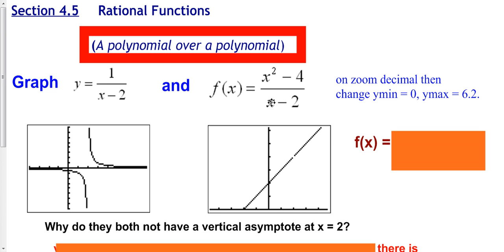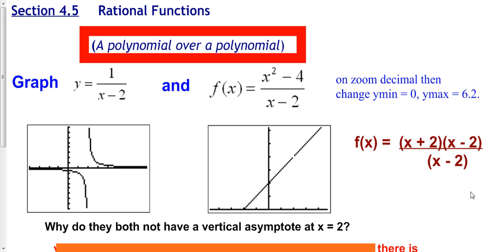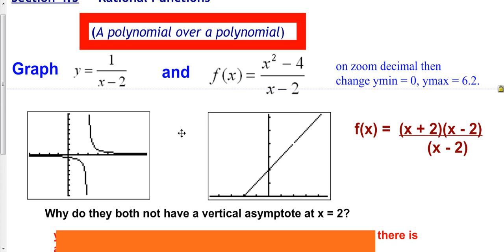When we look at the second problem right here, we have differences of squares on the top. Differences of squares will factor into this here. You'll notice we have a common factor on the top and the bottom for this particular problem. When you have that common factor top and bottom, you end up having a hole in your graph. When you do not have a common factor top and bottom like the first one, you have a vertical asymptote at what causes the bottom to be 0.